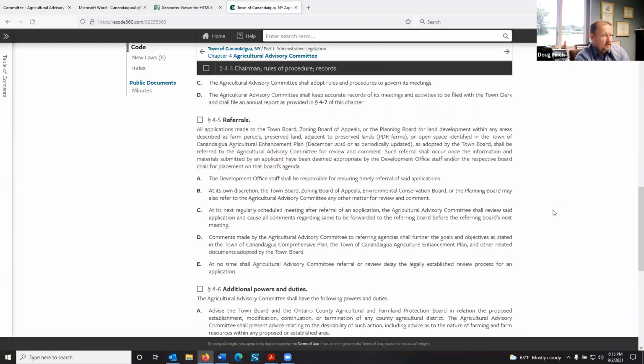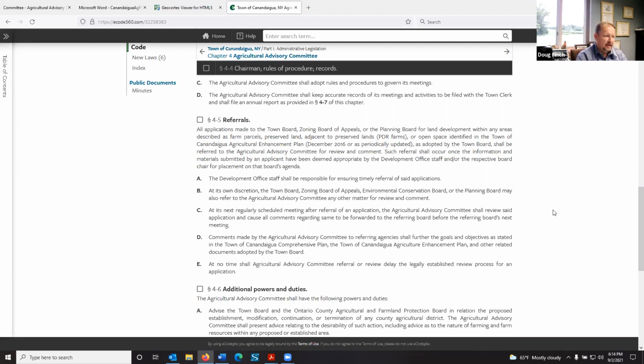Referrals. Here it is. All applications made to the town board, zoning board of appeals, or planning board for land development within area described as farm parcels, preserved land adjacent to preserved lands, PDR, or open space, identified in the Town of Canandaigua Agriculture Enhancement Plan as adopted by the town board, shall be referred to the Agriculture Advisory Committee for review and comment. So, well, that's pretty all encompassing, really. Such referral shall occur once the information and material submitted by an applicant has been deemed appropriate by the development office.